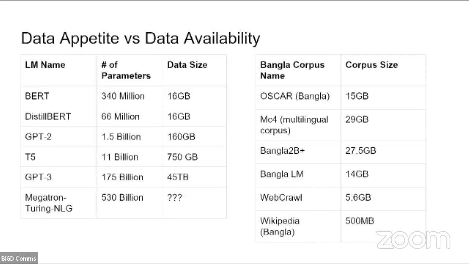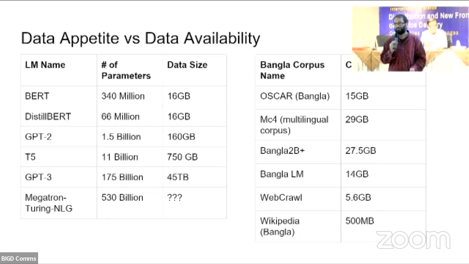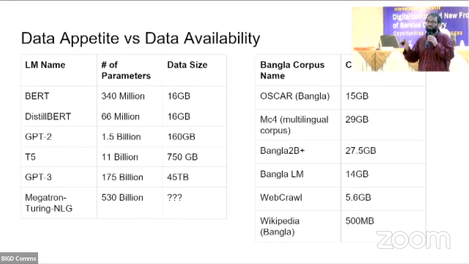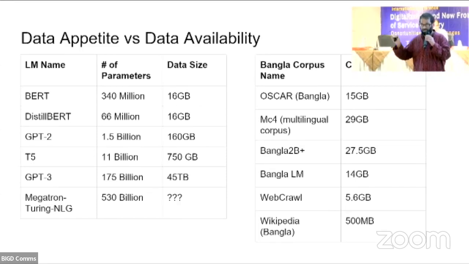Now, BERT, which came out back in 2018-19, was trained on about 16 gigabytes of text. 16 gigabytes of text, we can manage this, maybe. DistilBERT aimed to be a smaller version, 16 gigabytes still. GPT-2 jumped 10 times more text, 160 gigabytes. Now, I'll just mention it here. It's very hard to get 160 gigabytes of text for Bangla. Very, very difficult. The government project, their target is 40 gigabytes, not even 60, 100.